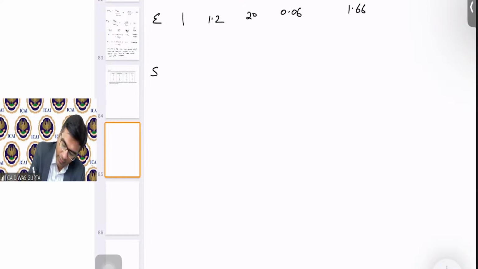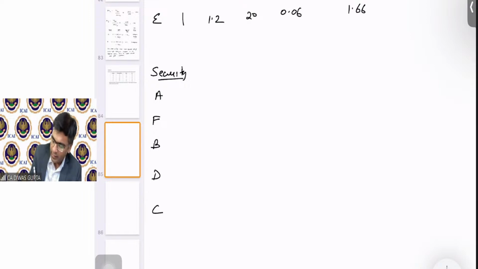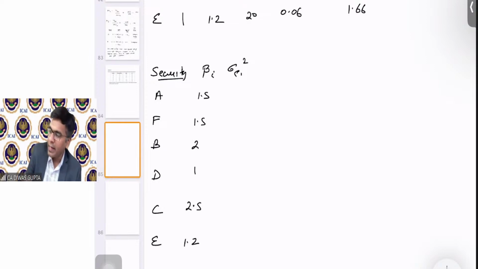Now again, security. Again, we have to put in the rearranged form only. A, F. The next one was B. The next one was D, C, and E. Correct? These were the securities. Now we have to actually calculate the beta and standard deviation square. These were the details that we were given. I'm just copying it again. 1.5, 1.5, 2, 1, 2.5, and 1.2. Correct? These were the betas that were given. And the residual variance was 40, 30, 20, 10, 30, and 20.